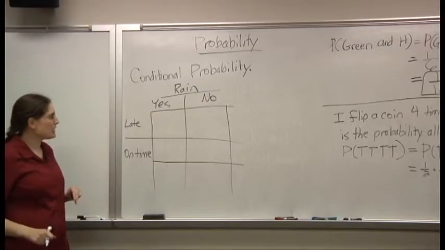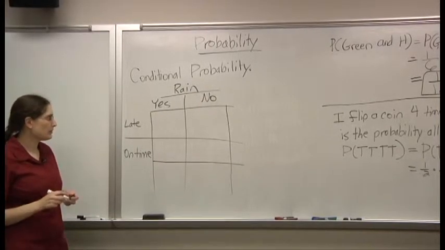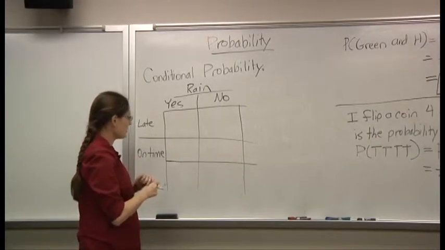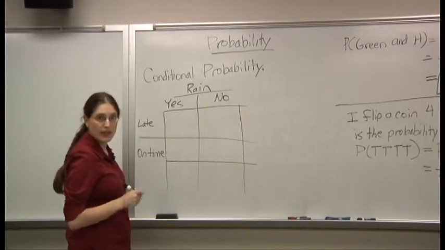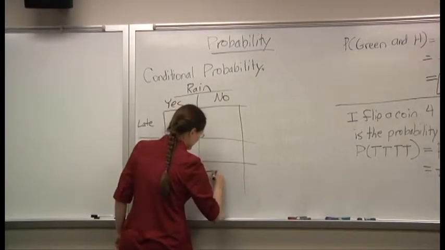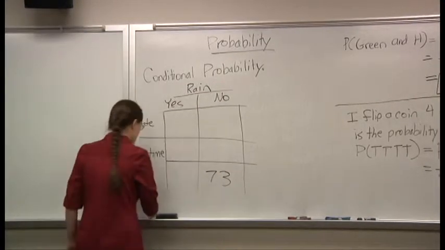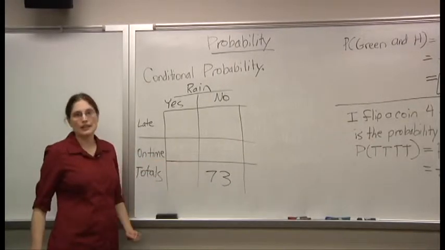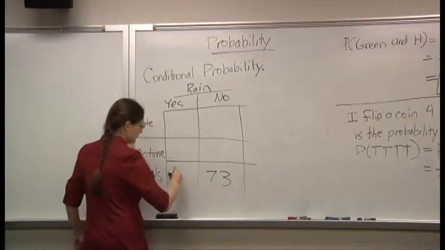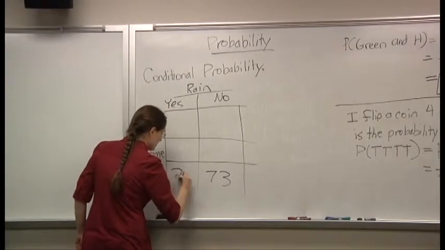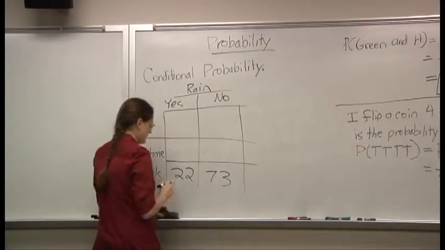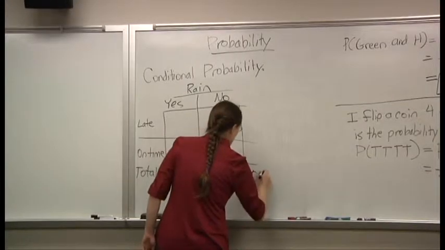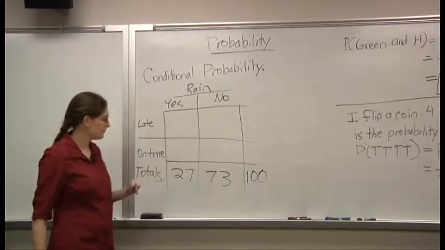So, most of the time, the sun was shining. In fact, the sun shone a total of 73 days. And it rained only 27 days. It was 100 days altogether.